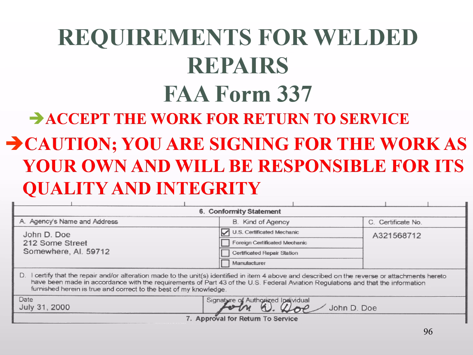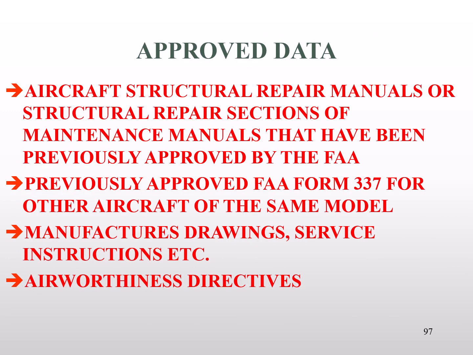Now, we'll talk a little bit more about this in class, but long and short of it, if it's a major repair, we're going to be dealing with data. We're going to be dealing with an IA in most cases, and responsibilities there. In general, there are two types of data that could be used to make a major repair and to fill out that Form 337. The first type is approved data. That's data that the FAA has already looked at and approved to use for that type of repair.